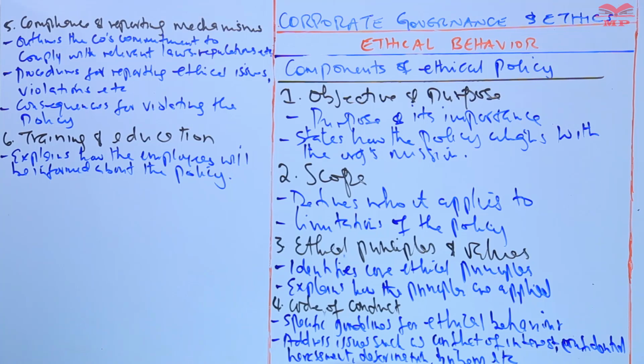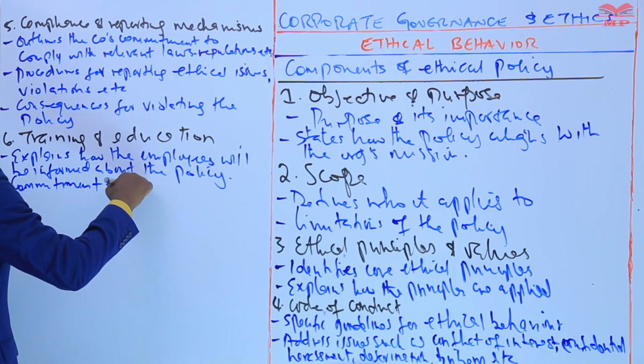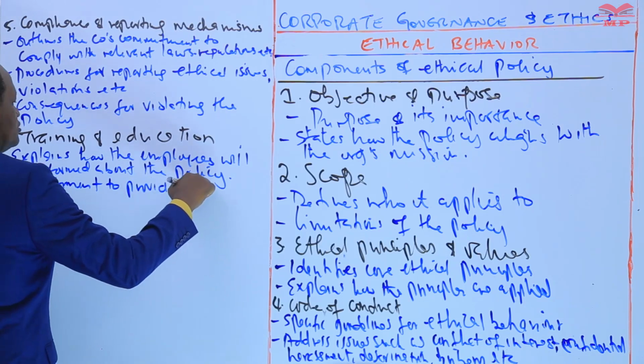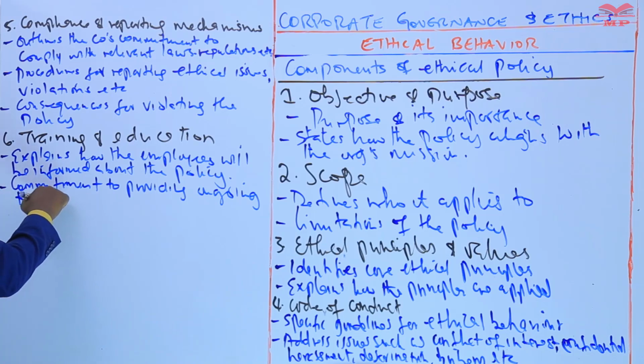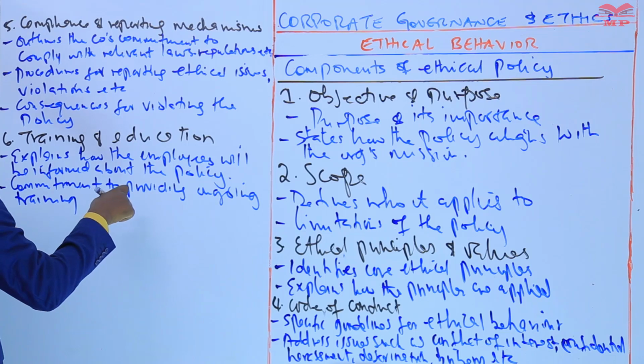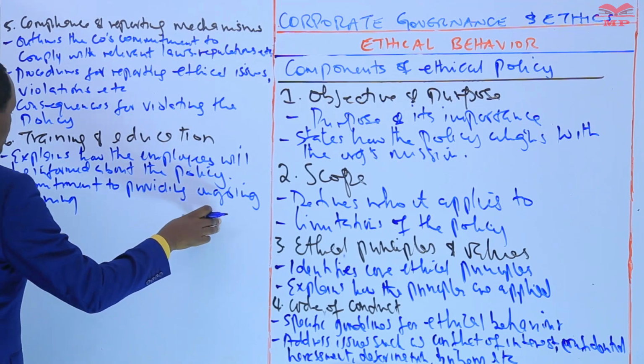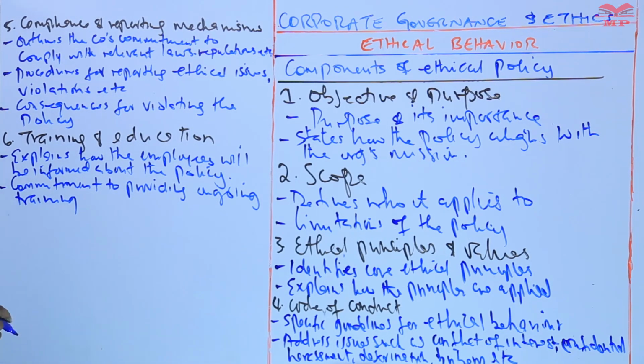It also describes the organization's commitment to providing ongoing training to employees. That is training and education. That is the 6th component of an ethical policy.